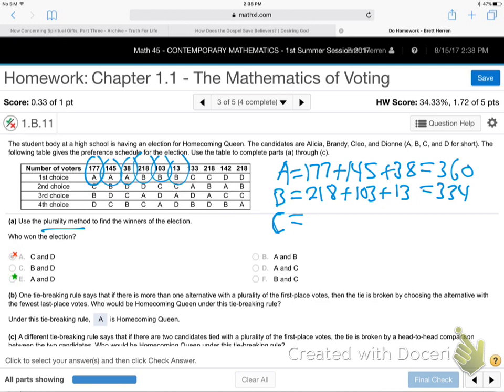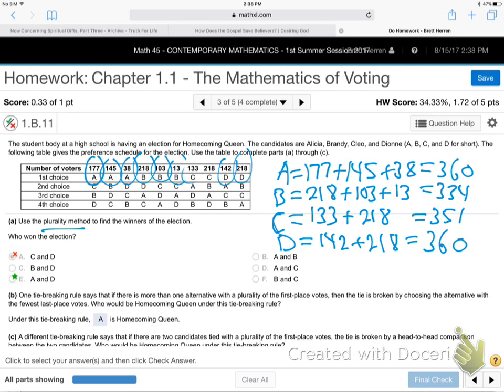And then how many people put C first? I can't read that. Is there a number there? Yeah, 133. Is that right? Okay, thanks. And then 218. Add those up. 3, 4, 3. What is 51? Thank you. 51. And then how many put D first? Well, that last 142 and 218. And I remember this came out tied, so it's got to be 360. Yeah, so notice A and D tie, don't they? So that's why the answer is A and D.